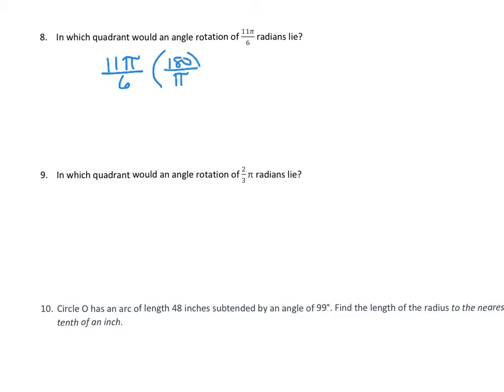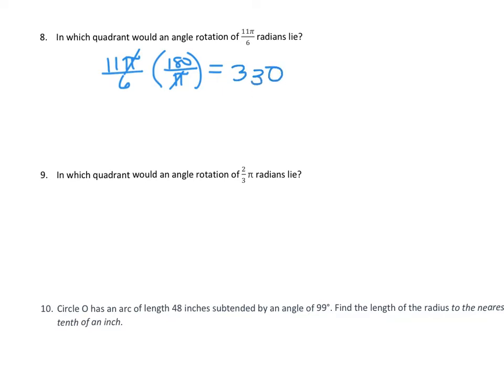Okay, so then what happens is the pi on top cancels with the pi on bottom. And I like to do this in my head rather than in the calculator. It's just good practice to get into. So 180 divided by 6 is 30. And 11 times 30, well, since 11 times 3 is 33, 11 times 30 would be 330. So that's 330 degrees. And that's not the answer.